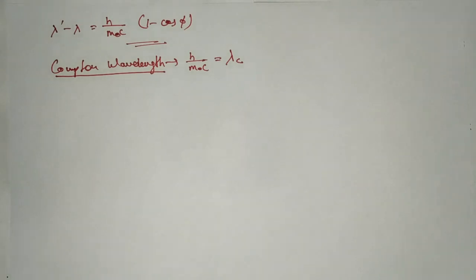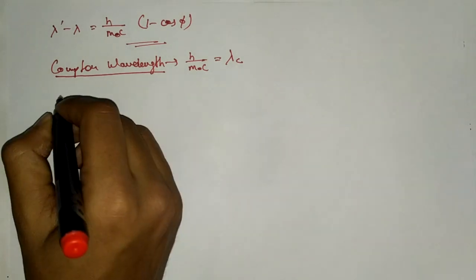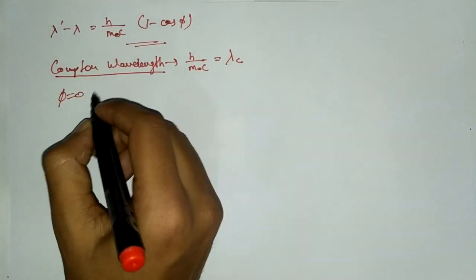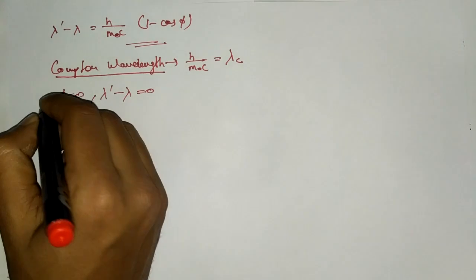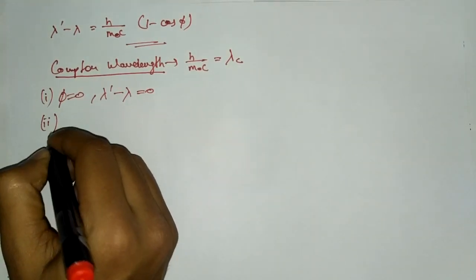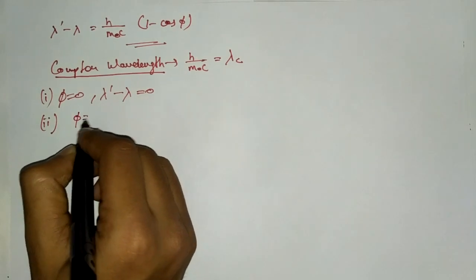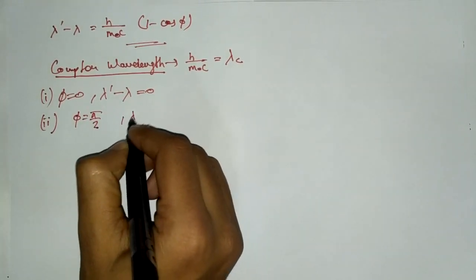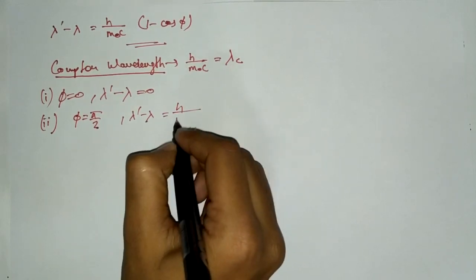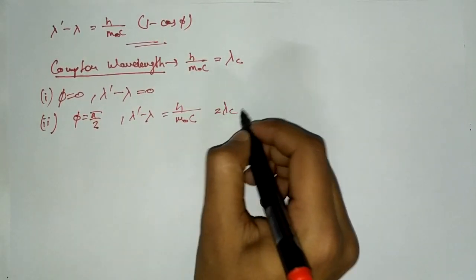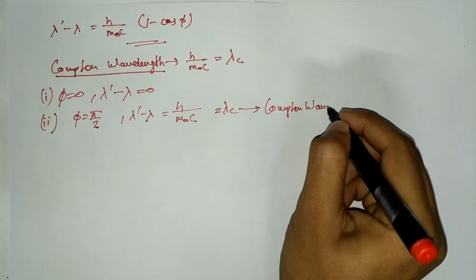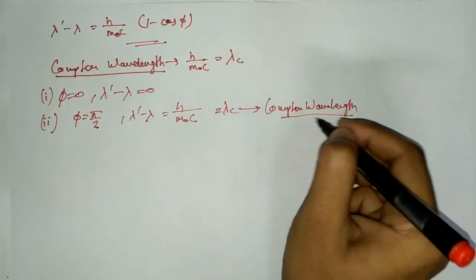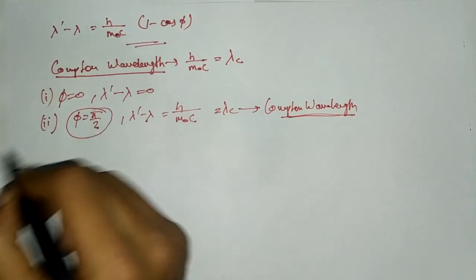So the equation gives the conclusion that when phi equal to 0, then lambda dash minus lambda equal to 0. There is no scattering. Number 2 is when phi equal to pi by 2, then lambda dash minus lambda is equal to h by m naught c, that is equal to lambda c. That is Compton wavelength. So this is the condition when Compton wavelength takes place, that is phi equal to pi by 2.